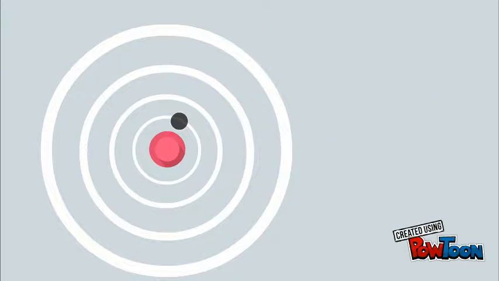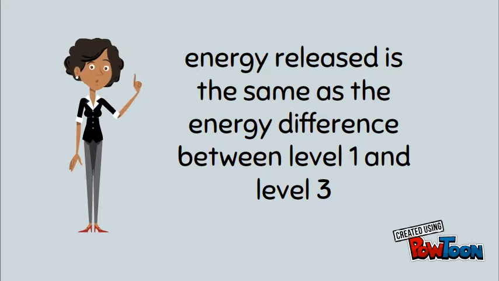If we take an electron on the first energy level and add energy to it, that is going to become excited and it's going to jump to another higher energy level. It becomes unstable and it immediately releases that energy so it can drop back down to its original ground state. The energy released has the same energy difference between the first level and the third level.